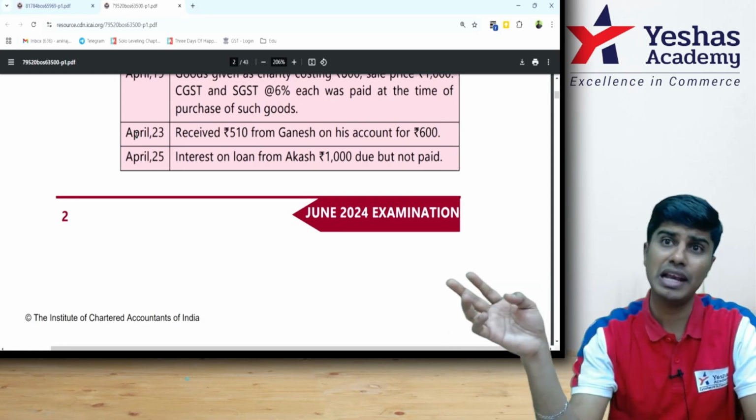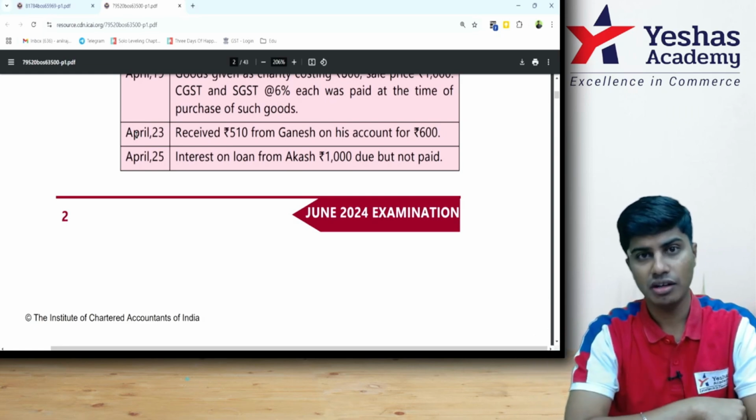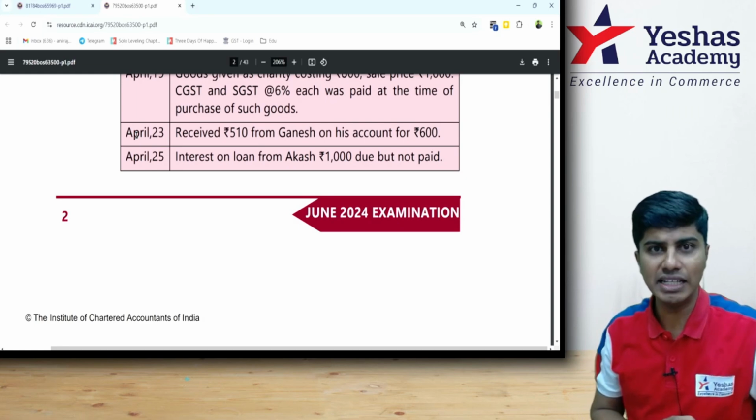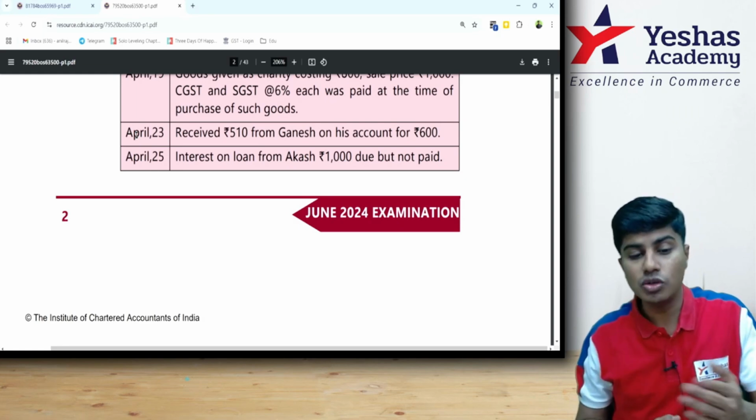When Ganesh pays us the balance 90 later, then I'll record it. For now, the entry will be only for 510. Is the balance 90 discount allowed? No, it is not a settlement.